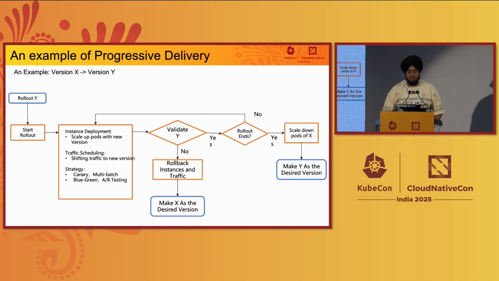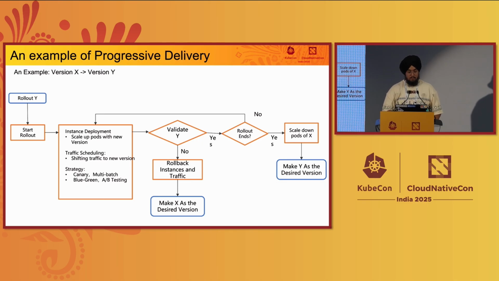Multi-batch is also a most used strategy because gateways are not easy to implement. In multi-batch, you don't have to do anything with traffic; we just stage the pod deployment. So the key advantage is that it works with your existing deployments, so you don't have to move to any CRDs, unlike what you have to do with Argo CD and Flux.